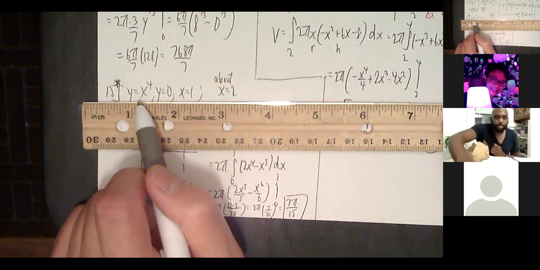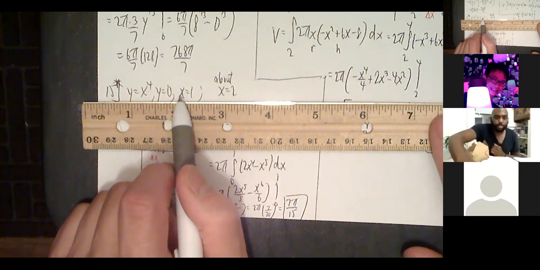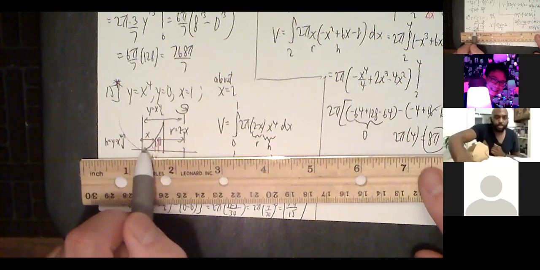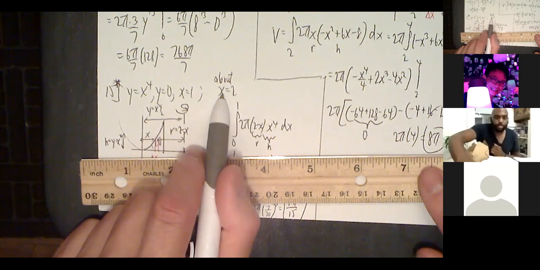All right, so here's our first instance of spinning it about something else. Okay, y equals x to the 4th. Do you remember what that looks like? It opens up kind of like a parabola. We don't call it a parabola, but it's sort of like it. What is y equals 0? That's the x-axis. Right? And what is x equals 1? Vertical line. And this time I'm spinning it about x equals 2. So here's our first instance of spinning it about a different axis than the x or y axis.